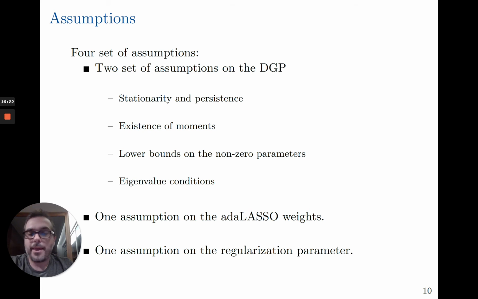And we have an assumption on the regularization parameter that's highly technical. Basically it says that there exists an amount of regularization that will make the theory go through, and the theory works. But in practice, you are going to select the lambda by BIC or cross-validation, your favorite.